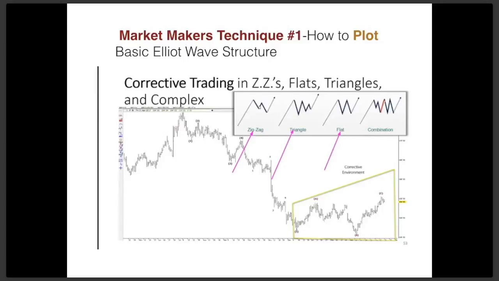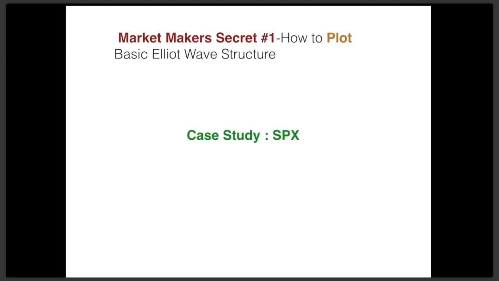All right. So again, a corrective wave pattern will be either a zigzag pattern, a triangle pattern, a flat pattern, or a combination. On how to plot basic Elliott wave structure, I'm going to be using a few case studies like the S&P 500, the SPX. Right, so let's switch over to the video lesson right now.